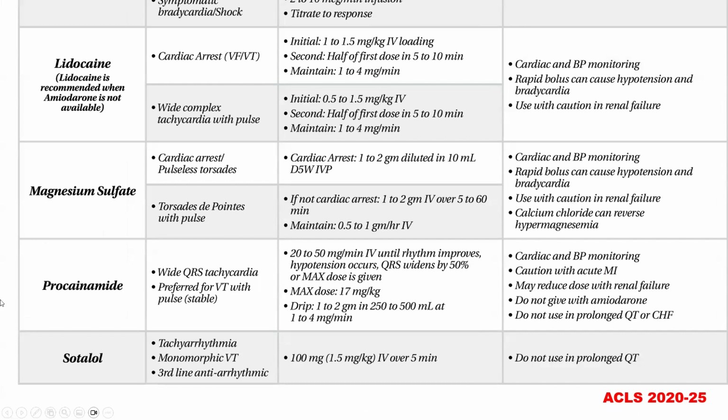These are all not that much used medications because all these patients will have a pulse. Procainamide is for wide QRS tachycardia and preferred for VT with pulse. Give 20 to 50 milligrams per minute IV until rhythm improves or hypotension occurs, or the QRS widens by 50%. Max dose is 17 milligrams per kilogram. Drip 1 to 2 grams in 250 to 500 ml at 1 to 4 milligrams per minute. Sotalol 100 milligrams over 5 minutes.